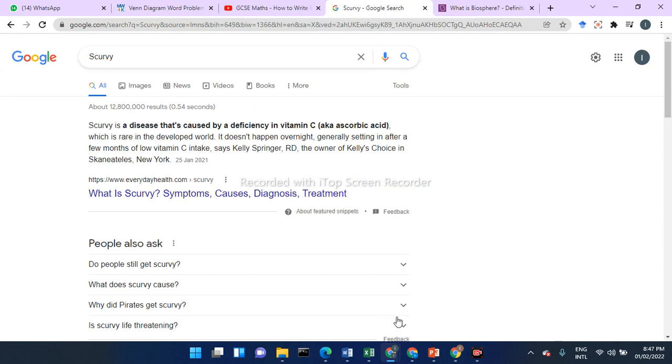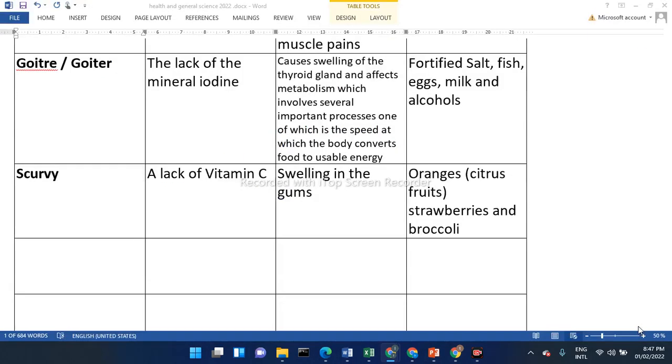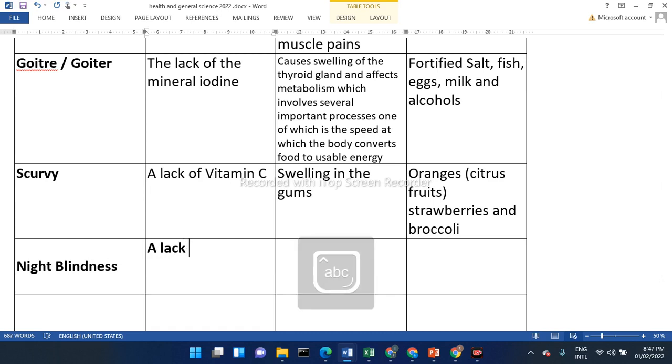All right, moving right along. The next one, I hate to do this before bedtime: night blindness. That's a lack of what? Vitamin A. Lack of vitamin A.